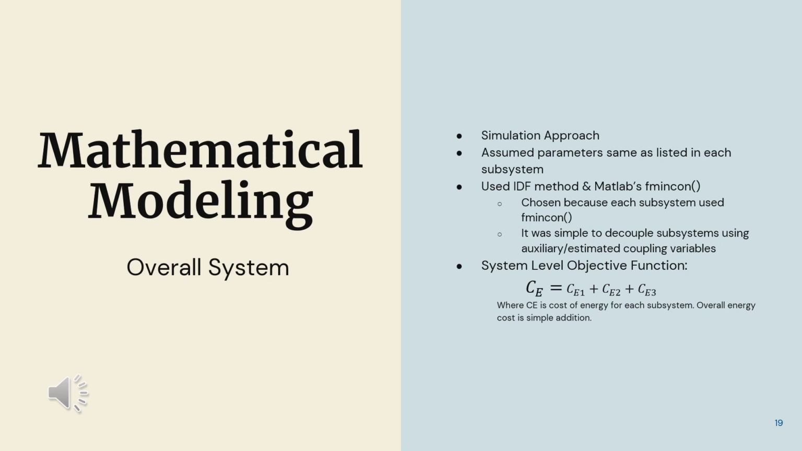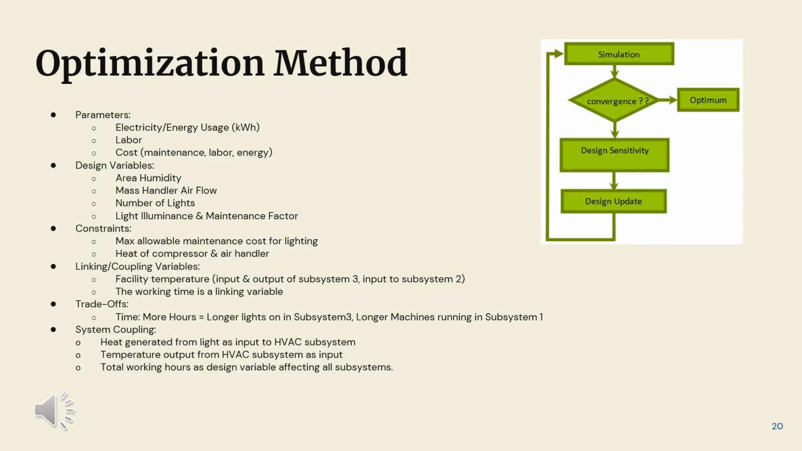For the overall system, the mathematical modeling is such that we use the IDF method in MATLAB's fmincon function. The fmincon function was chosen because it is simple to decouple subsystems using estimated coupling variables. The system-level objective function is the energy cost of each subsystem. For the optimization method, the parameters are the energy usage, labor, and cost. The linking/coupling variables are the facility temperature, which is an input and output of system 3 and an input to system 2. The working time is a linking variable.